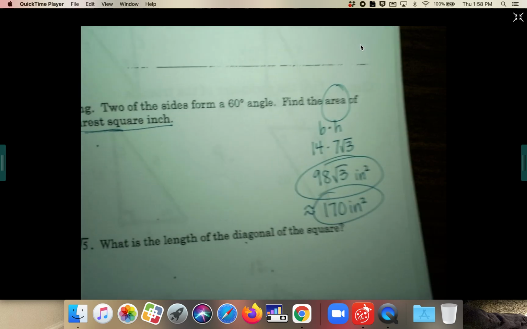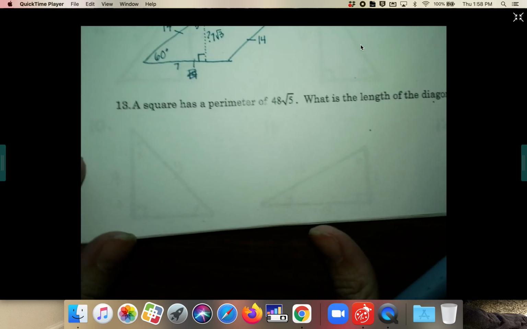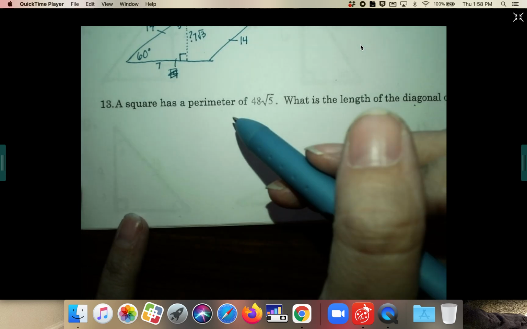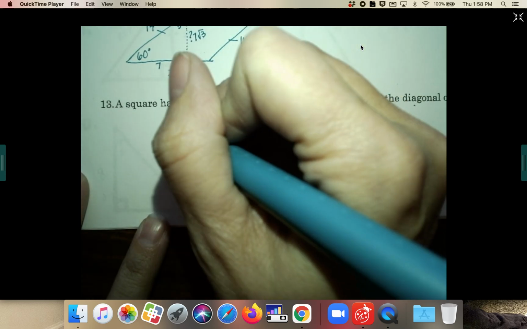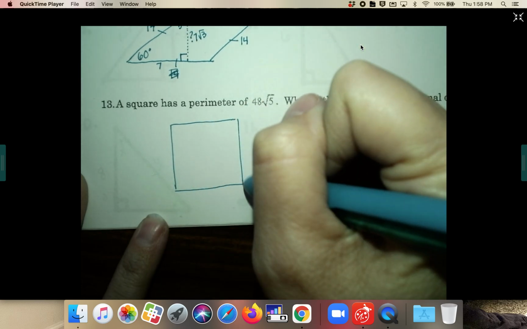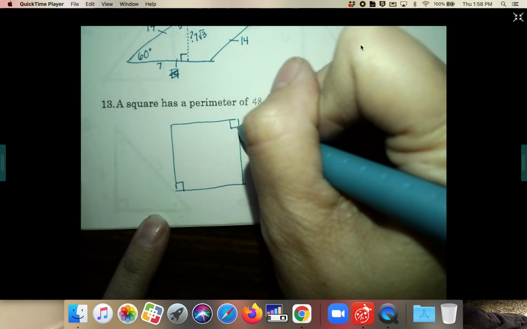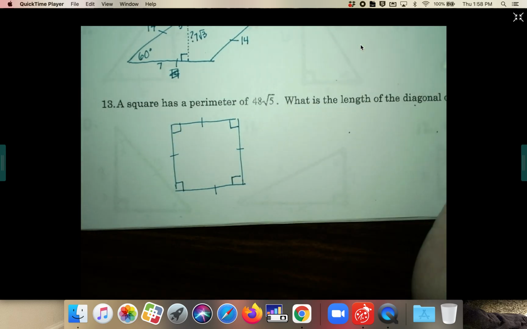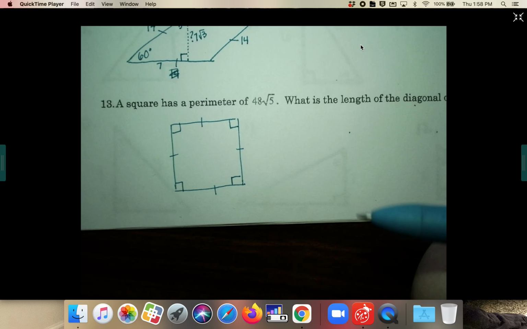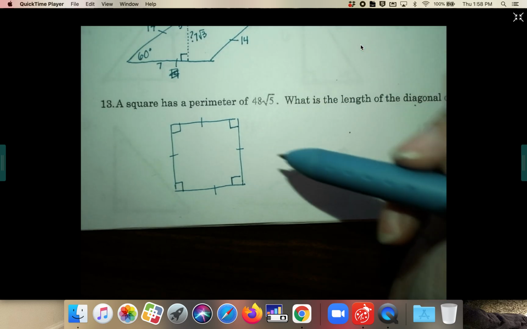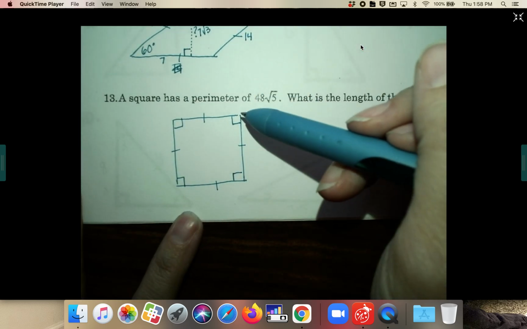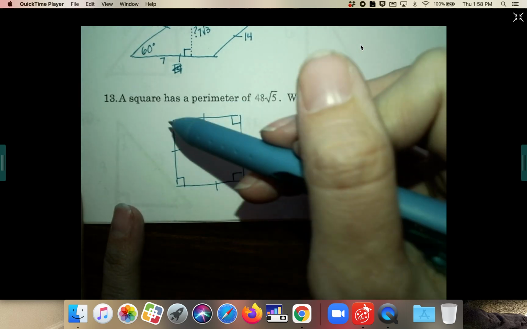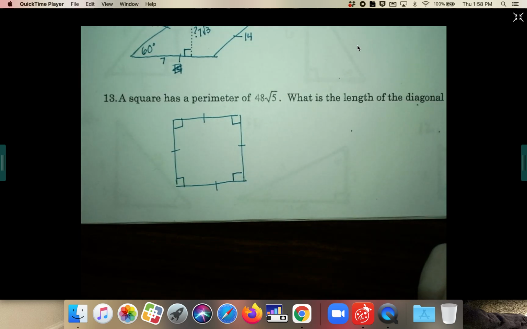All right, and then let's look at the very last one for today. It is a word problem again, and it tells us that a square has a perimeter. So I'm going to draw my square. What we know about squares is they have right angles and they have the same side lengths. And we know that the perimeter is 48 root 5. So if I just want to find one of those sides, I can divide by 4 because it is a square, which means all sides are the same length.